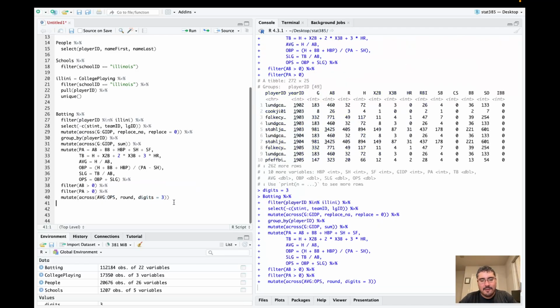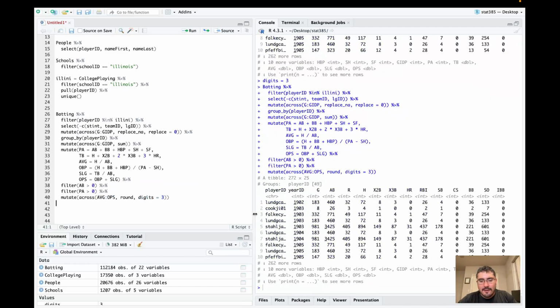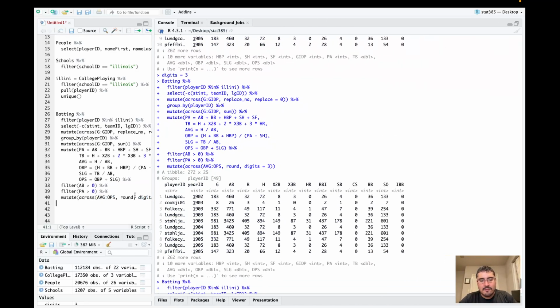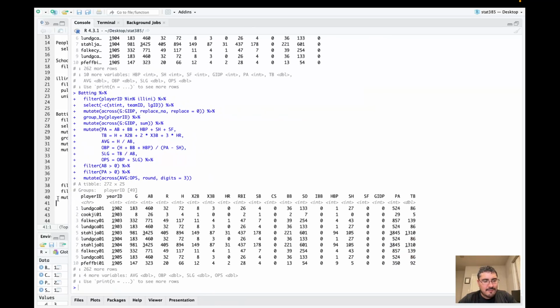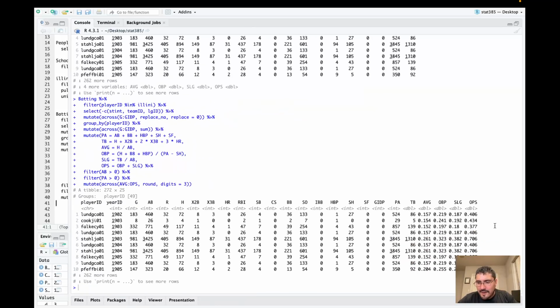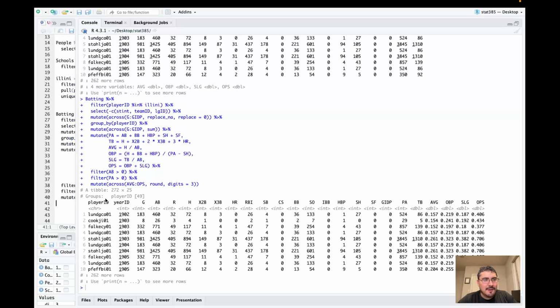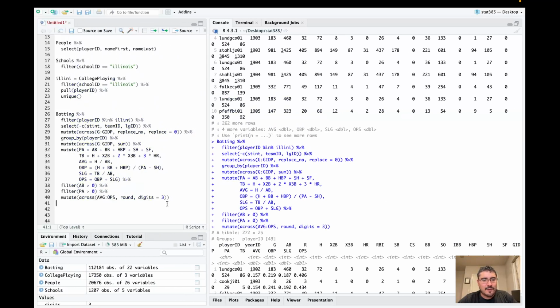Okay, oops, no, the whole thing. And if I zoom, you can see, oh, that's all the ones, okay, you can see how it's all rounded to 3 decimal points. Very cool. Okay, cool.